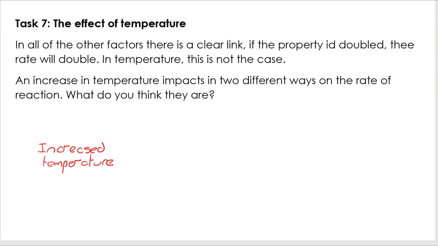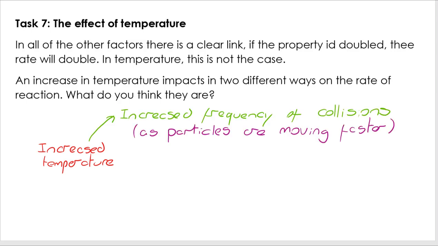So the first thing to consider when we are increasing the temperature is that we're giving these particles more kinetic energy. That means that they are going to move around faster. And if they move around faster, they're going to collide with each other more often. And you'll notice the wording I've used here. There's an increased frequency of collisions. So we want to get across the idea that there are more collisions in a given time.